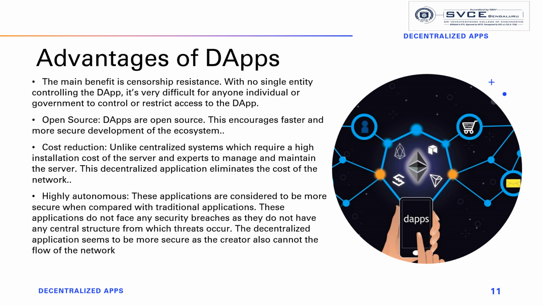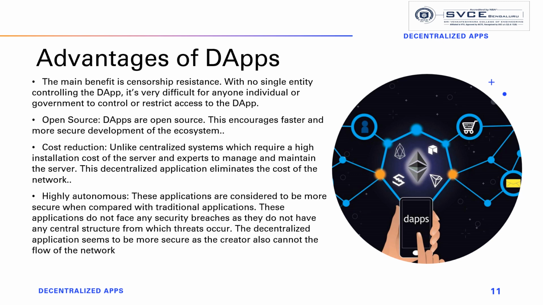Cost reduction. Unlike centralized systems which require a high installation cost of the server and experts to manage and maintain the server, the decentralized application eliminates the cost of the network. These are highly autonomous. These applications are considered to be more secure when compared with traditional applications. These applications do not face any security breaches as they do not have any central structure from which threat occurs. Thus, decentralized applications seem to be more secure as the creator cannot control the flow of the network. So these are some of the advantages that we've been seeing.